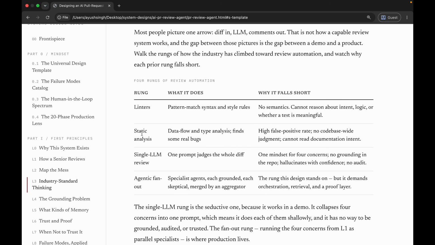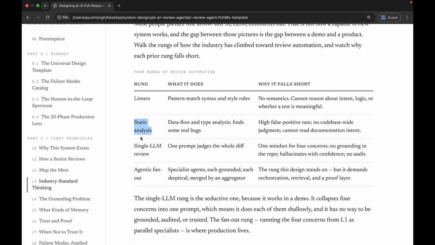Then we have another type of review automation, which is static analysis, with data flow and type analysis, and then it finds the real bugs. Now, if you put in several test cases, it'll find some real bugs, which is extremely good. But where it will fail: high false positive rate, no codebase-wide judgment, and it cannot read the documentation. We just note that there is some bug, which is still what people might be doing.